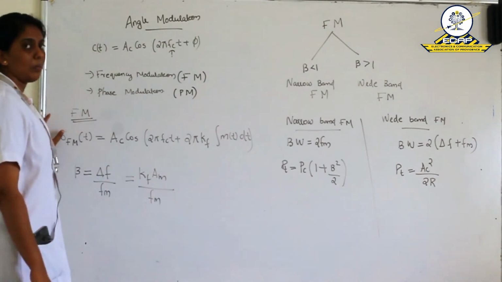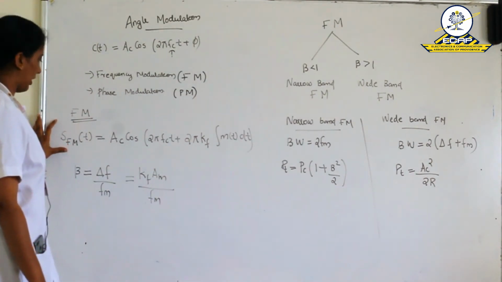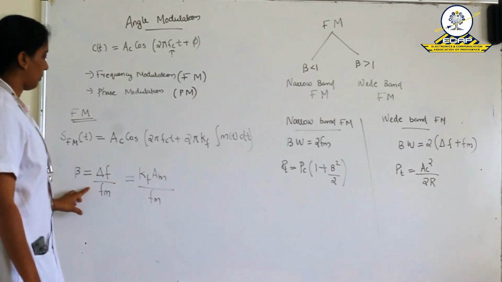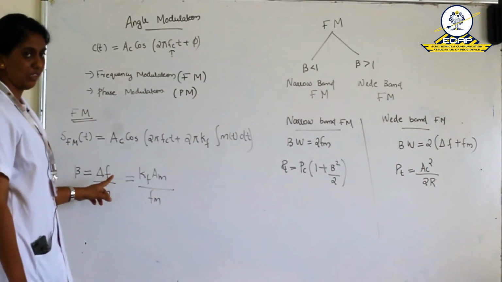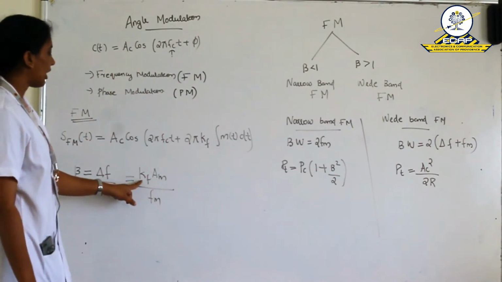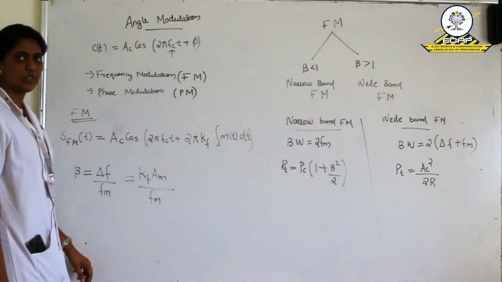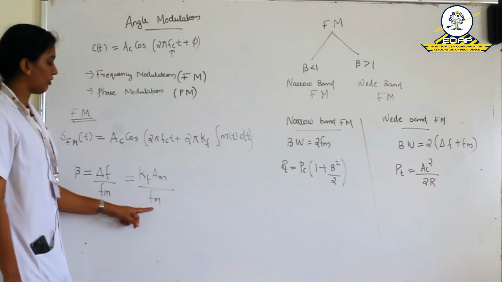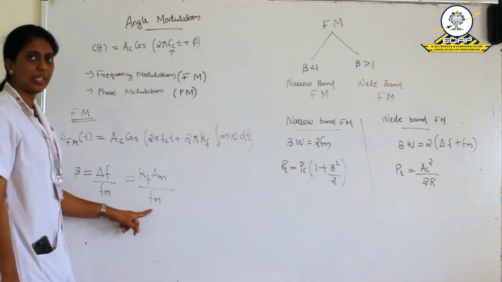We need to study the modulation index of frequency modulation. Modulation index beta is equal to delta f by fm. Delta f means frequency deviation, that is equal to kf Am. Kf means frequency sensitivity of the modulator, Am means the amplitude of the modulating signal, and fm means the frequency of the modulating signal.